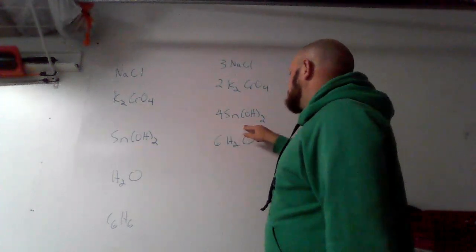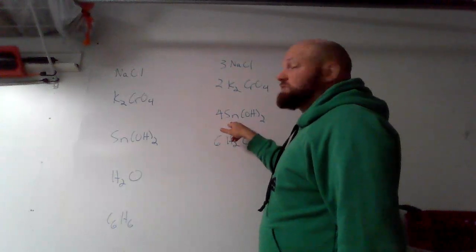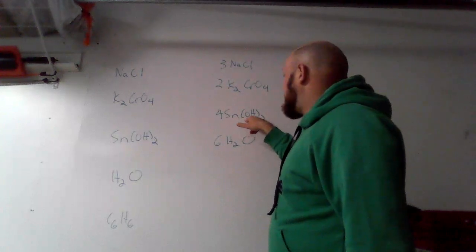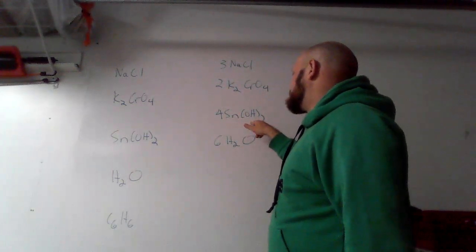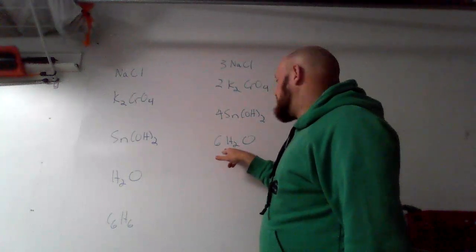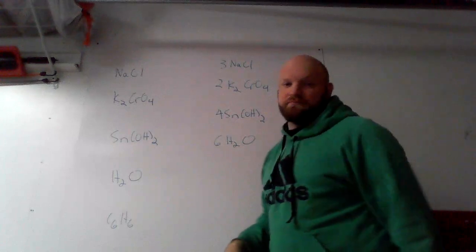Okay, I have 4 moles of tin 2 hydroxide. So that's 4 of the whole thing. 4 times 1 means I have 4 moles of tin. 4 times 2 means I have 8 moles of oxygen and 8 moles of hydrogen. If I have 6 moles of water, 6 times 2 is 12, so I have 12 moles of hydrogen and 6 moles of oxygen. Okay, let's turn it around and talk about some of the problems we'll use this for.